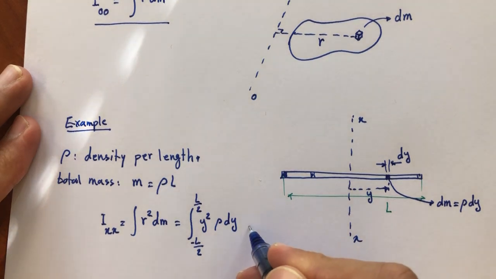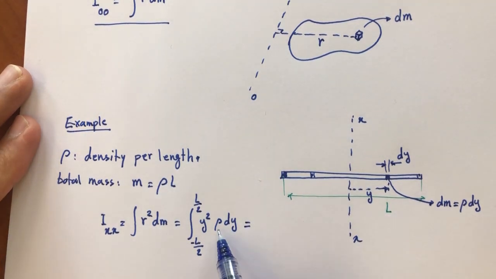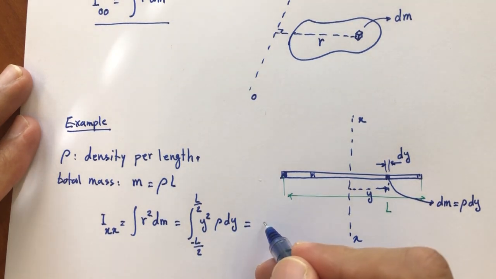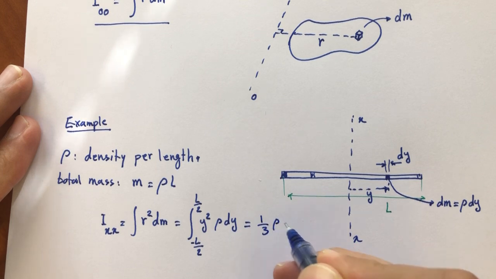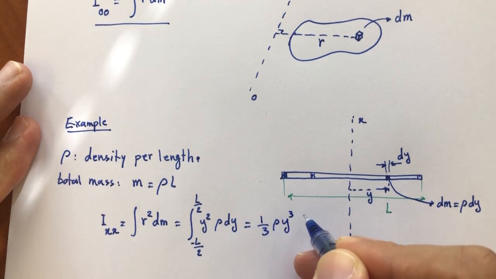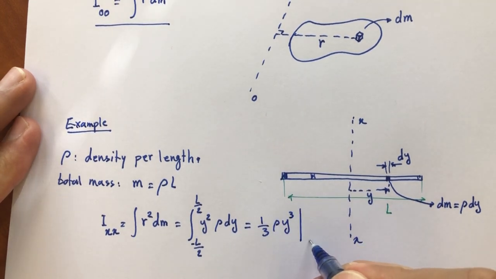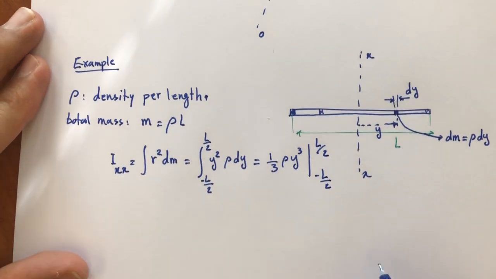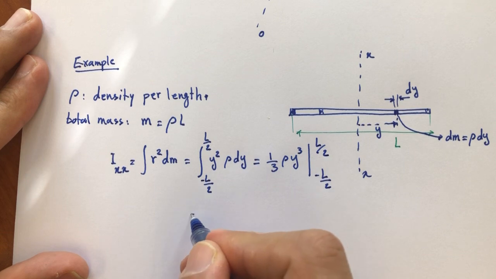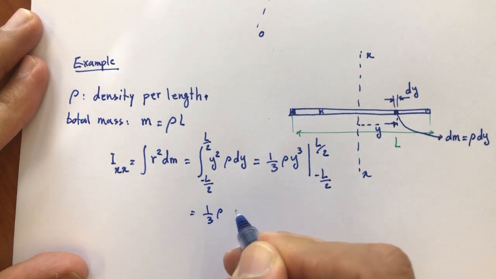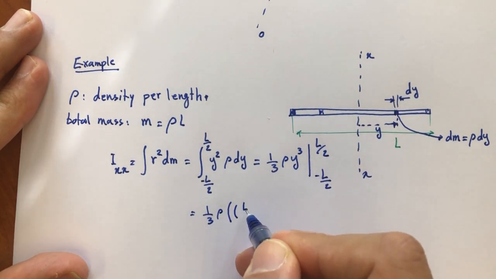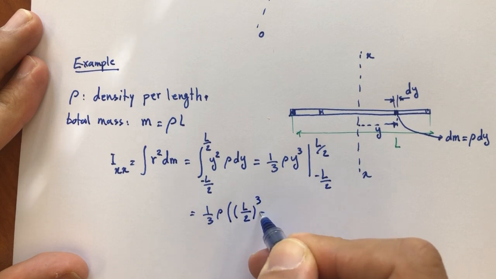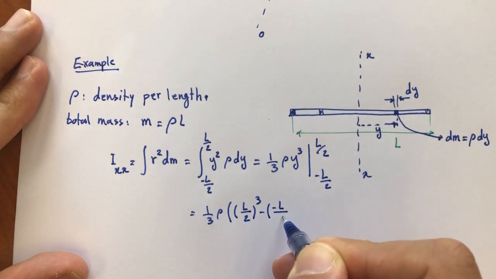Now this is a simple integral to do. Rho is constant, you can take it out of the integral. The integral of y squared is going to be 1/3 of y cubed. So 1/3 of rho y cubed. Y goes from negative L/2 to L/2. So it's going to be 1/3 of rho times half of L cubed minus negative L/2 cubed.